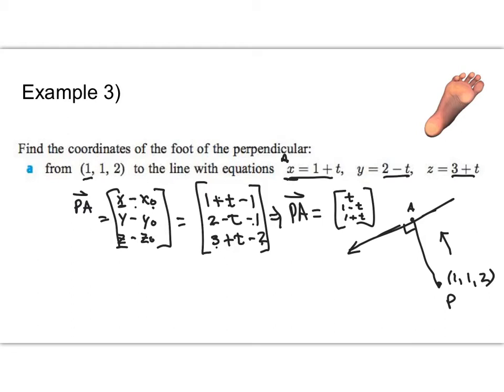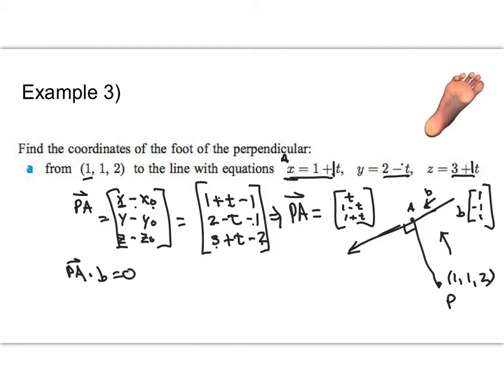So those are my components of vector PA. Okay, so we also need this vector's movement. If I look at that, the direction of that vector is 1, -1, and +1. I'll call that vector B because that's what we've been calling that direction vector all along. So what I'm looking for is when these two are perpendicular to each other. So PA dot B equals 0.